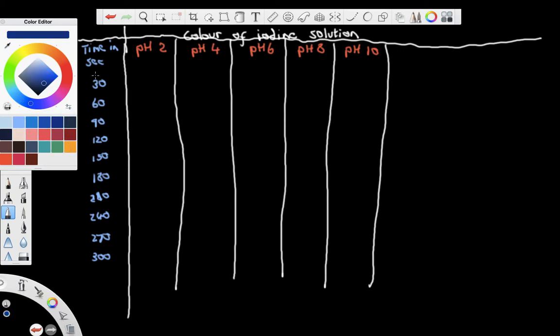So let's say for pH 2 that at 30 seconds it was still black, 60 black, 90 black, 120 black, 150 black, 180 black, all the way down it was black. That would mean that the enzyme did not break down the starch. The amylase did not break down the starch, okay? So amylase did not break down starch.